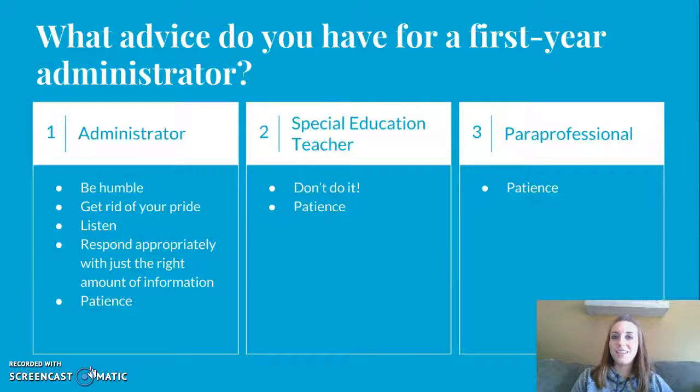The special education teacher, without skipping a beat at first, said, "Don't do it." And then she kind of laughed a bit and said, "Patience." And then the para also said patience. This was the only question that I found a very direct correlation with their answers. And they were so simple, but so on point. And they all referenced patience.